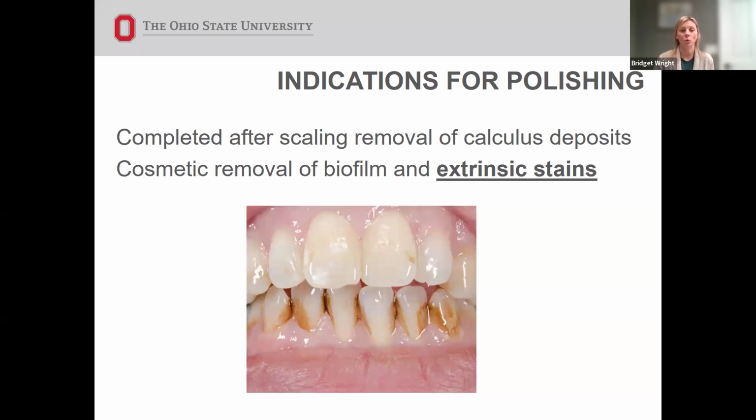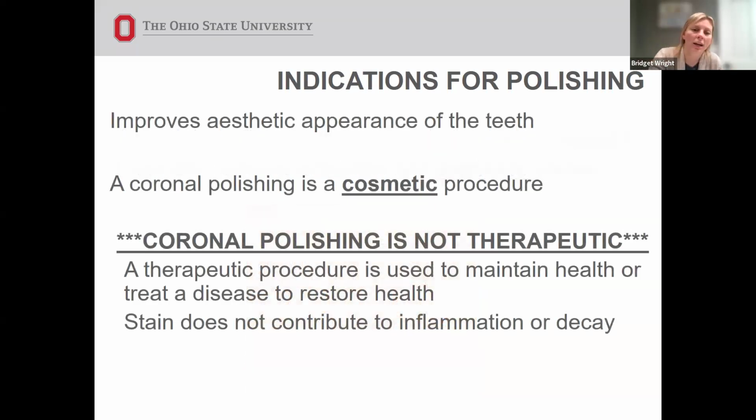So we're really just cosmetically removing any biofilm and extrinsic staining. And we're going to talk all about the types of biofilm that you can find and also the types of stain throughout this lecture. So it's important to note that this really is just improving the aesthetics and the appearance of the teeth. Everybody wants their teeth to feel smooth. They want their teeth to look pretty. They want their teeth to be white. And so coronal polishing can help with some of that. It's like the icing on top of the cake at the end of the cleaning appointment.